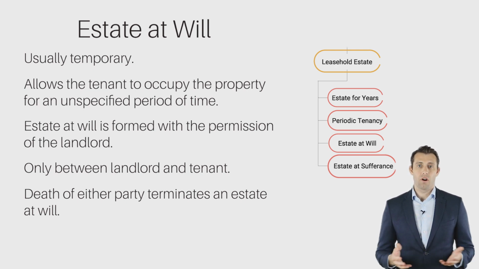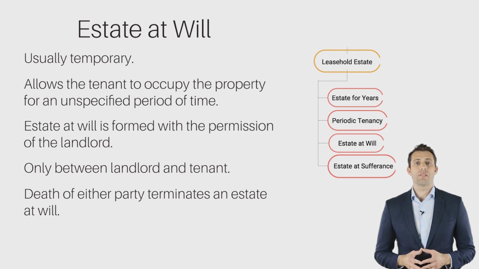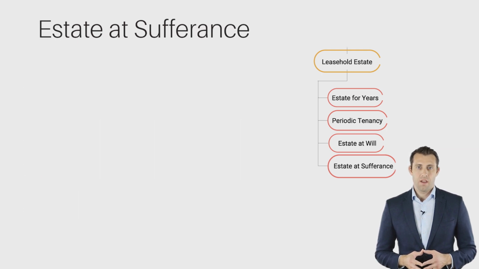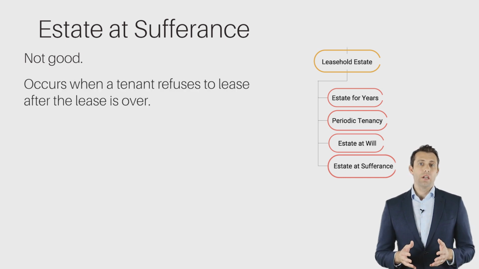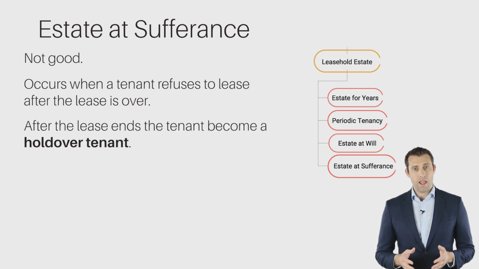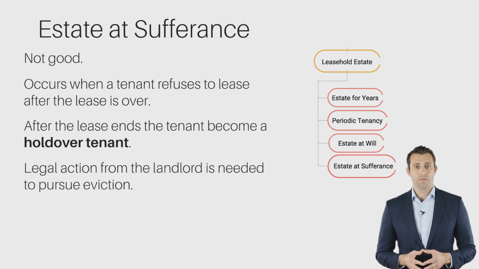The last of our leasehold estates is known as an estate at sufferance. As a real estate professional, this is the one you hope you never encounter. An estate at sufferance, or tenancy at sufferance, happens when at the end of a rental agreement the tenant refuses to leave. If the tenant stays after the legal rental agreement is over, they're known as a holdover tenant, and we now have a situation of an estate at sufferance. At this point, the landlord would need to pursue legal options for eviction.